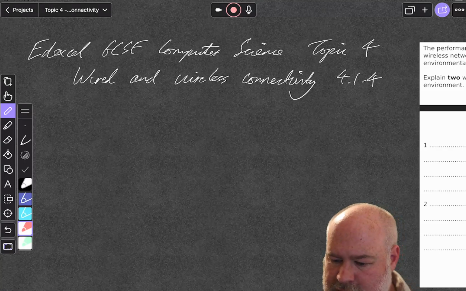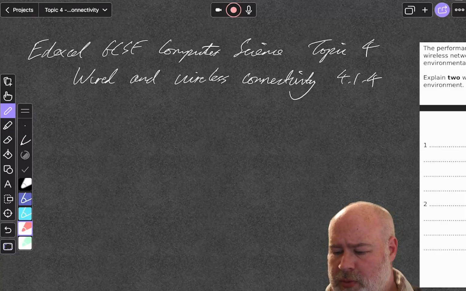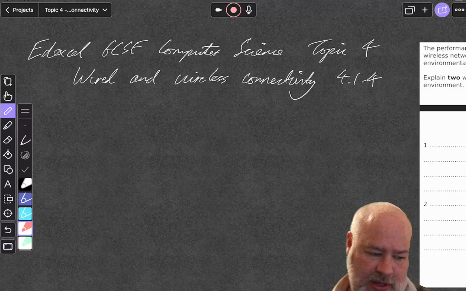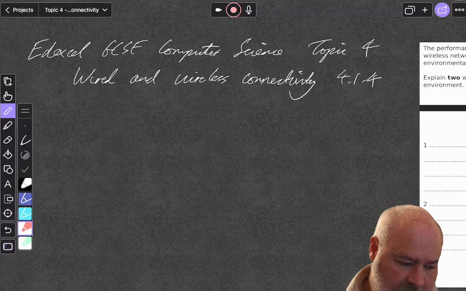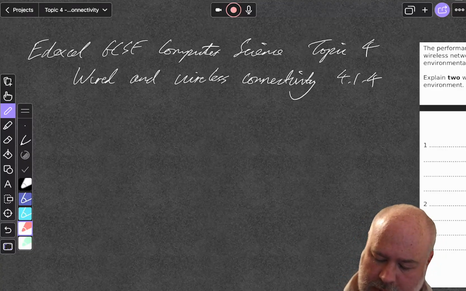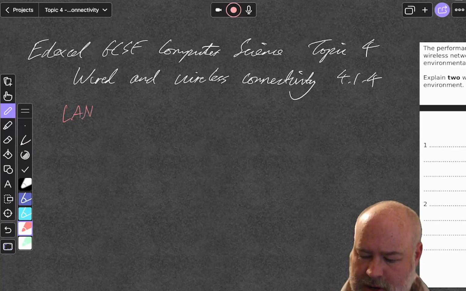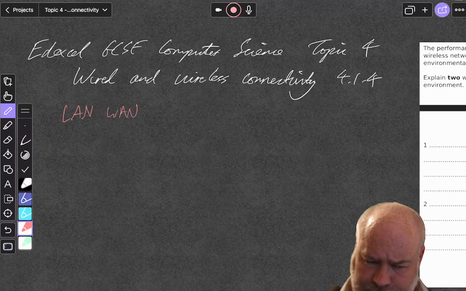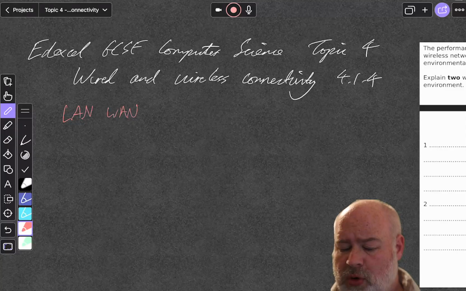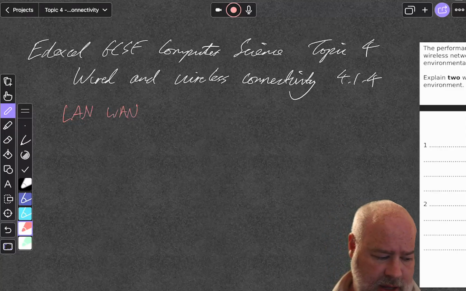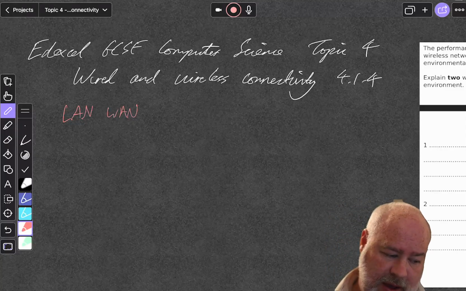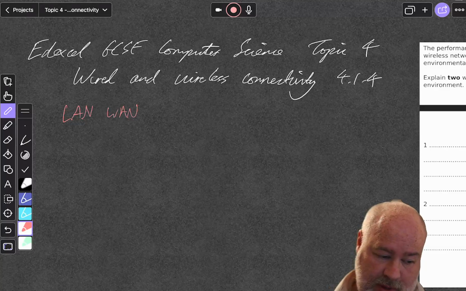Topic for wired and wireless connectivity. 4.14 is the reference for it, Edexcel GCSE Computer Science. So the ideas here, in the previous video we talked about LAN, local area network, and wide area network. To form these networks, we may have a range of different mediums to send information.